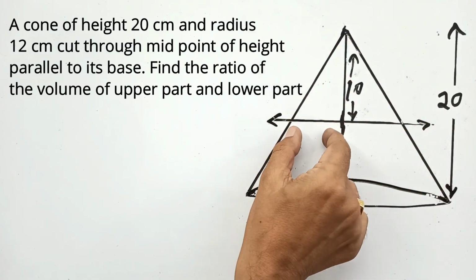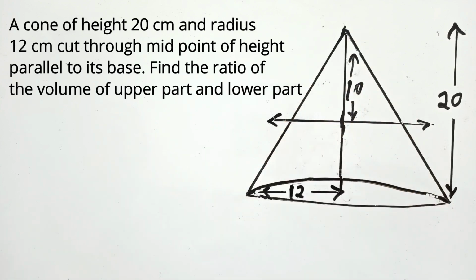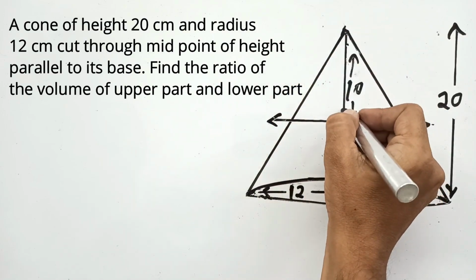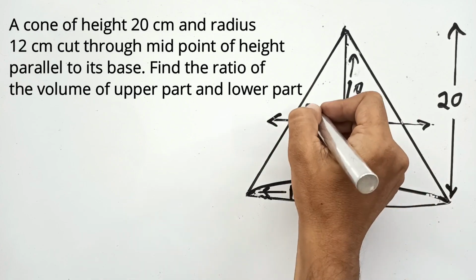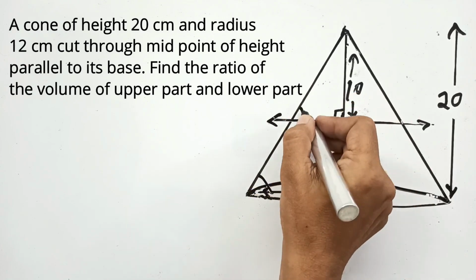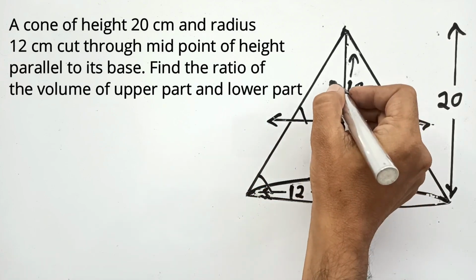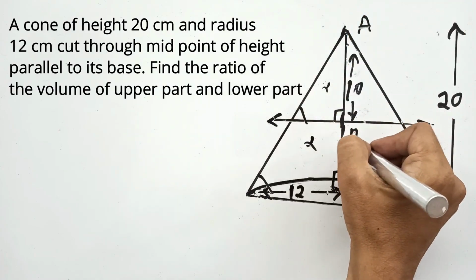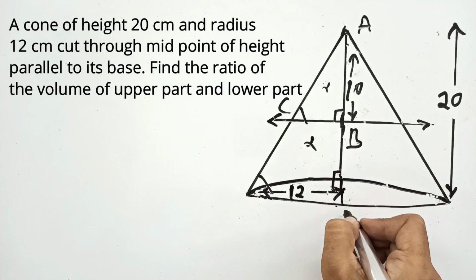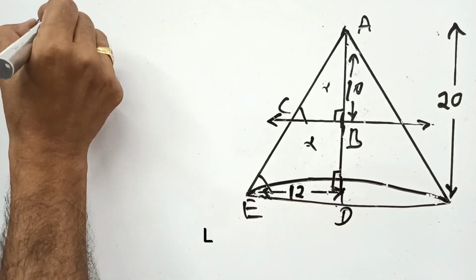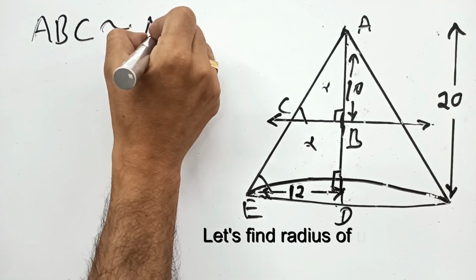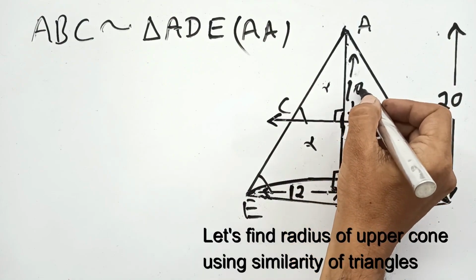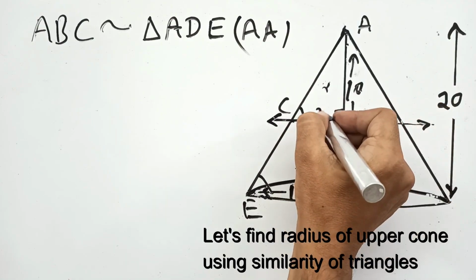So first of all, let us find out the radius of this upper cone using the similar triangle property. See, this bigger triangle and this smaller triangle, they are similar because this is 90, this is 90 and this is parallel, so these are corresponding angles. So these two triangles are similar. So we can give the names A, B, C and D, E. So the ratios will be equal. This is 10 upon this, suppose this radius is x.